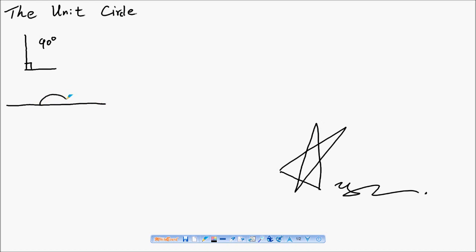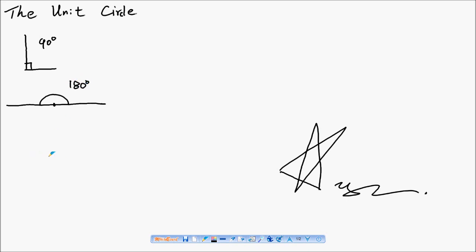Okay, now I'm going to introduce you to something called the unit circle. In primary school, we learned how to label 90 degrees, which is a right angle. And in secondary school, year 7, we learned how to label 180 degrees, which is a straight line.